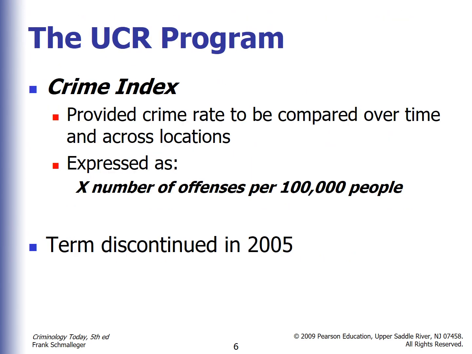So the UCR program, I've talked about it quite a bit already. They had a term called the Crime Index, which actually gave you a number for all crimes. That number was an X number of offenses per 100,000 people, so you could look at a town and say, okay, the crime index for Middletown was 145, and the crime index for Pendle was 147. So based upon the population, Pendle actually had a higher crime rate, even though it's a significantly smaller town. The actual use of the term crime index was discontinued in 2005. But if you look at data before 2005, you'll see that number used.